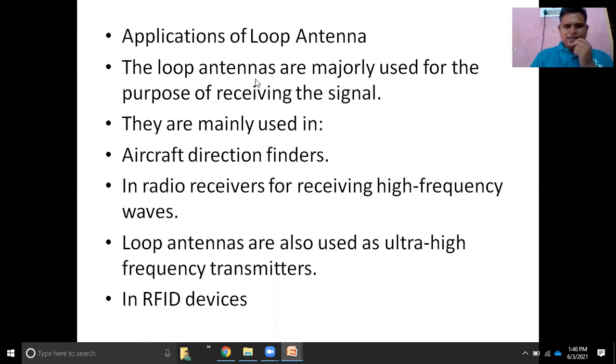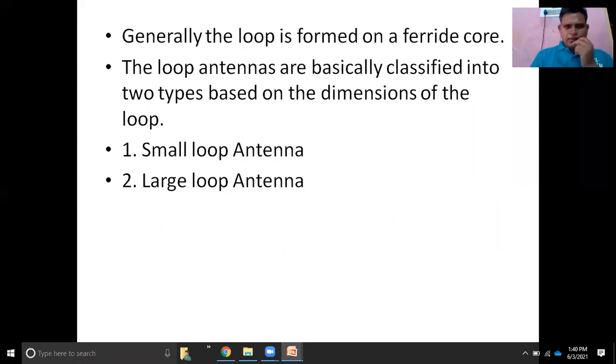Majorly they are used as receiving antennas. They are used in aircraft for direction finding, and also in radio receivers for receiving high frequency waves. Ultra high frequency transmitters also use these loop antennas. And in RFID devices, radio frequency identification devices, these antennas are used. Nowadays we are talking about RFID tags. There also these loop antennas are used. Normally this loop antenna is formed using a ferrite core.